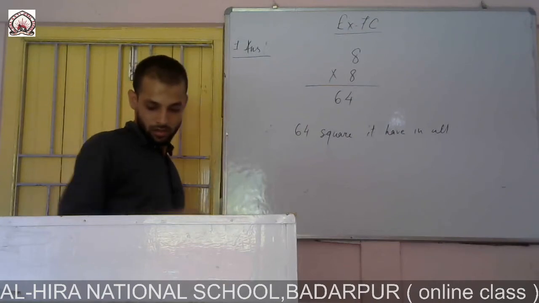Now question number 2. Okay, a toy needs 3 batteries. So how many batteries are needed for 6 toys? If one toy needs 3 batteries, that means 6 toys need what? More batteries. So if the number increases, that means we have to multiply. Which two numbers do we have to multiply? That is 6 and 3.